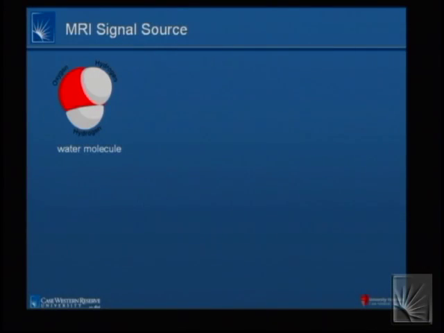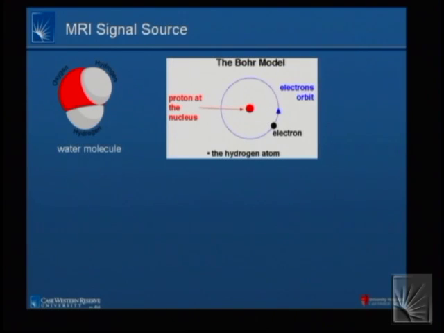Now let's talk about where the signal comes from. We all know that water has 2 protons in it, 2 hydrogens, 1 oxygen. And let's look at some of the characteristics of that hydrogen atom, if you will. Clearly at the center there's going to be a proton, H1. We have electrons going around the outside of that particular thing.